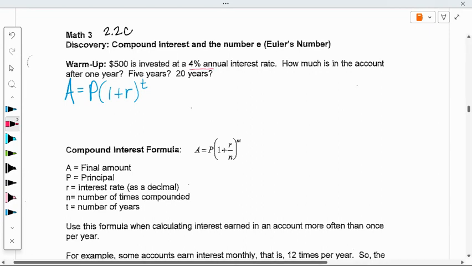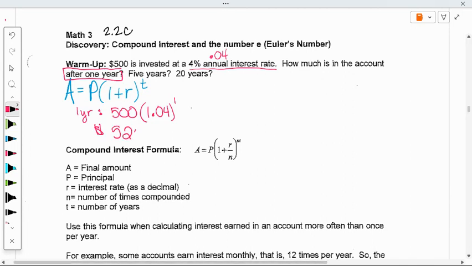If I have a 4% annual interest rate, the decimal is 0.04, and I'm going to add a 1 to it. It's growing, right? My interest is growing. And I'm looking for 1 year's time. So in 1 year, my beginning value, 500, times 1.04 to the power of 1. Well, that's just 500 times 1.04, which is what? Any calculator bunnies out there? It's about $520.